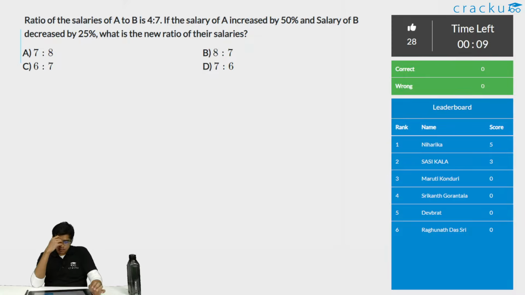So this is basically a percentage plus ratio, right? A mixed question, percentage and ratio together. Okay, some of you guys are telling D is the answer. Some of you are telling B is the answer. Okay. So guys, let's solve this question.